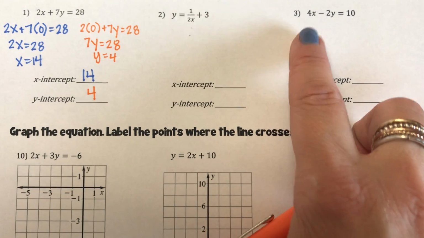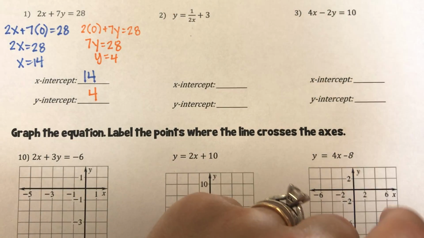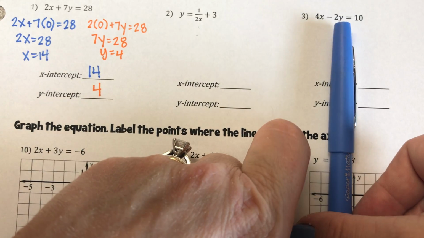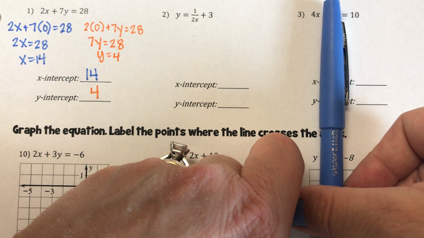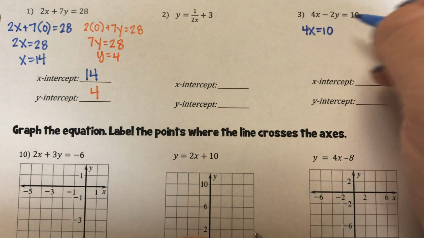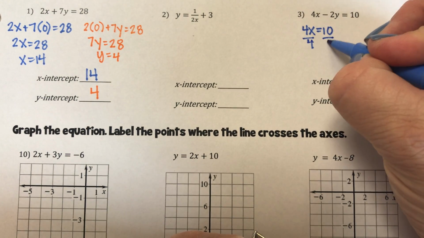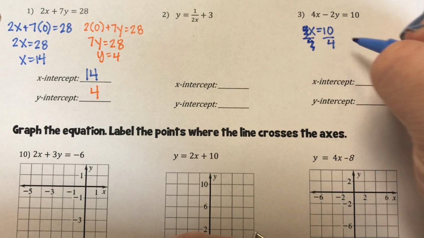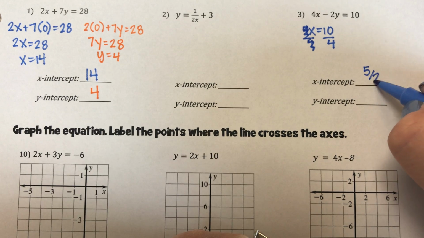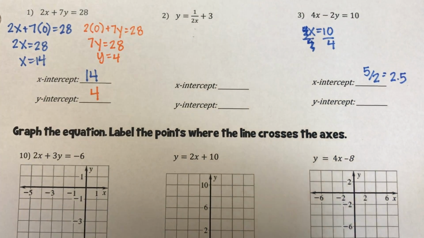Okay, we're going to skip a little bit. I'm going to come over here to number 3. So when I'm finding the x-intercept, y is 0. It's almost like it just goes away, right? Because 2 times 0 is 0. So what I'm left with is just 4x equals 10. Now we're going to solve it like we've done a bazillion times. We're going to divide both sides by 4, and I'm left with x equals 10 over 4, which is the same as 5 over 2, which is 2.5. Either one of those is totally fine.